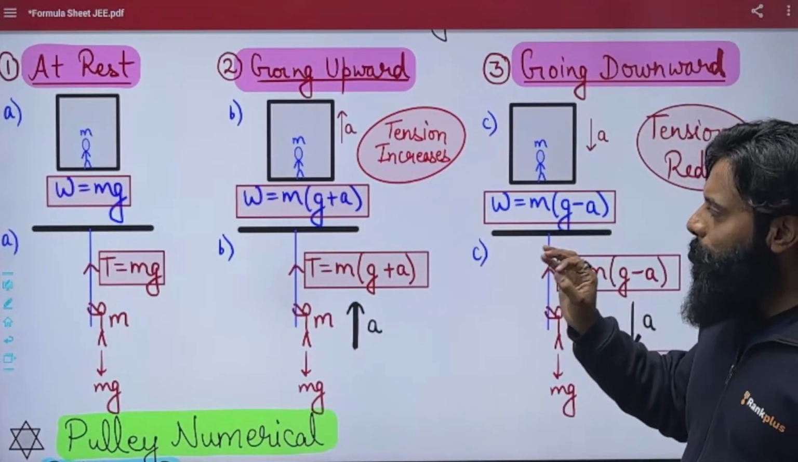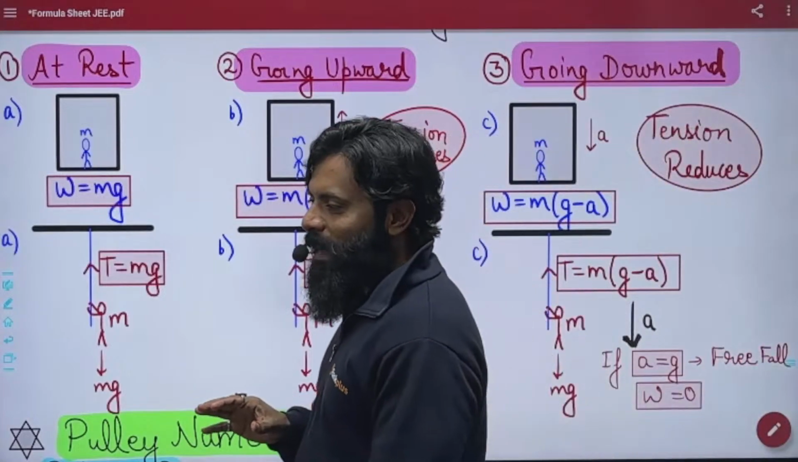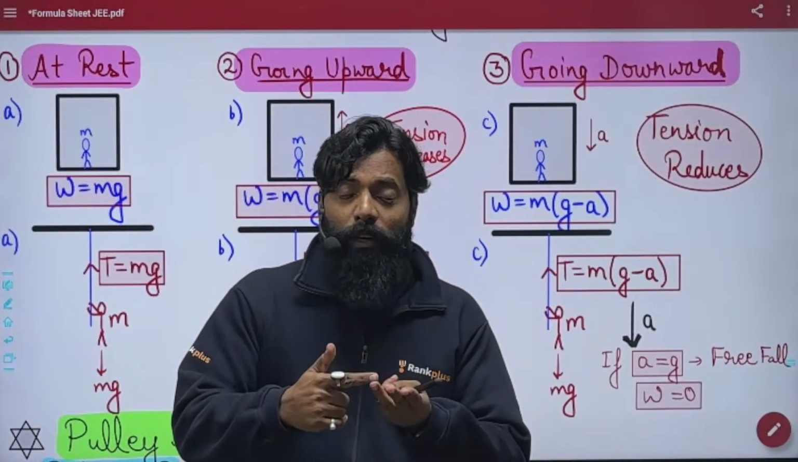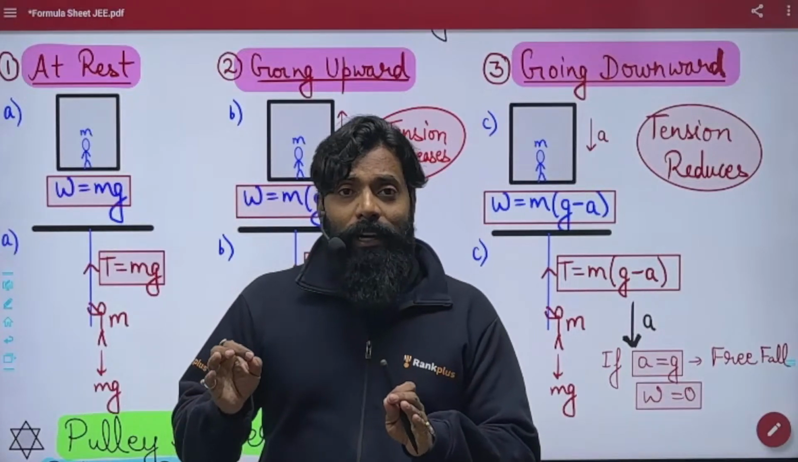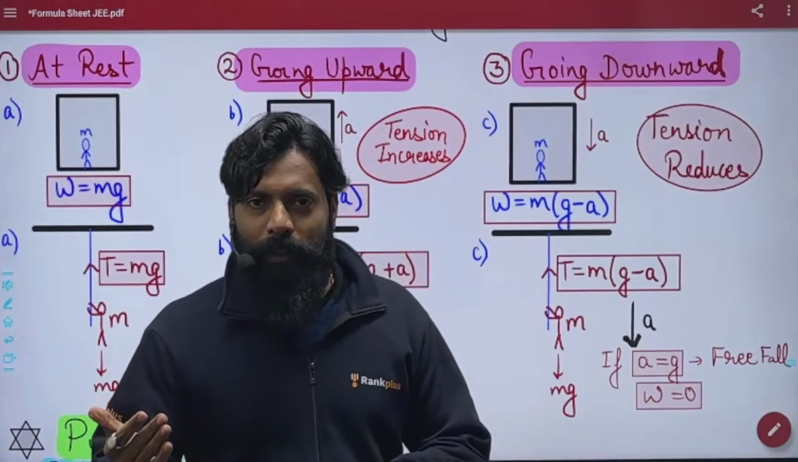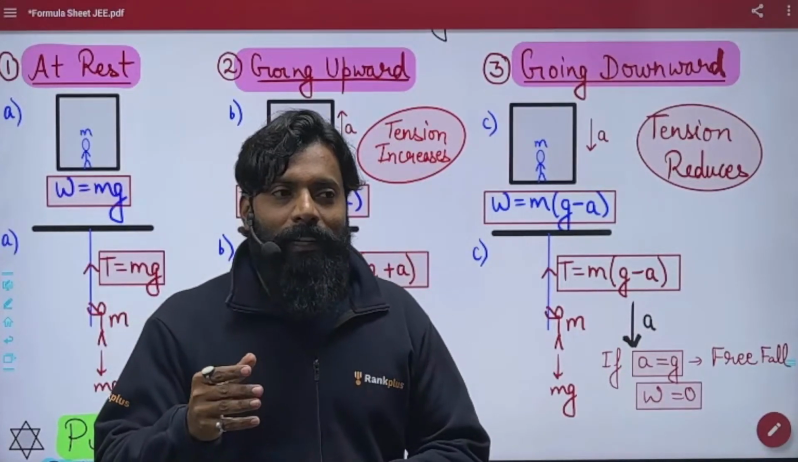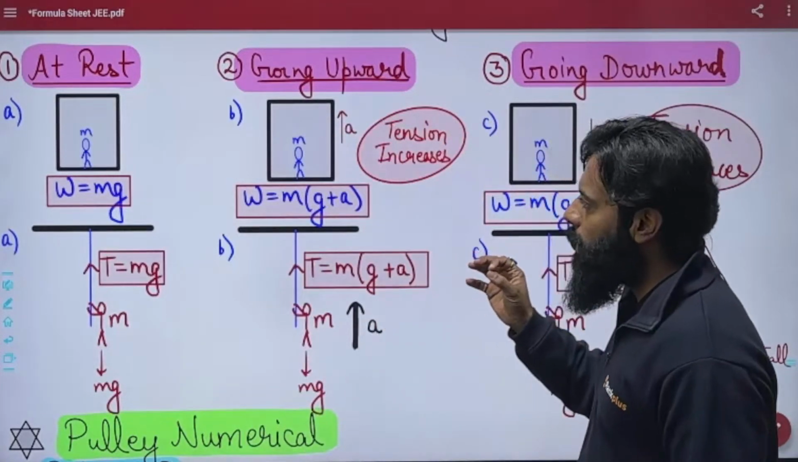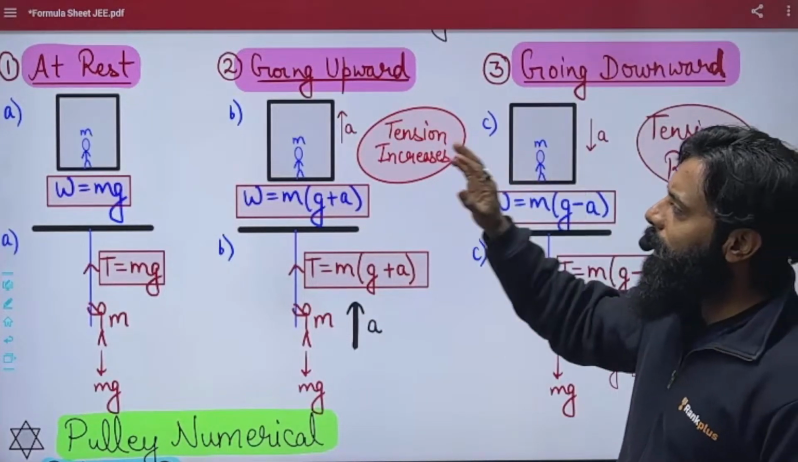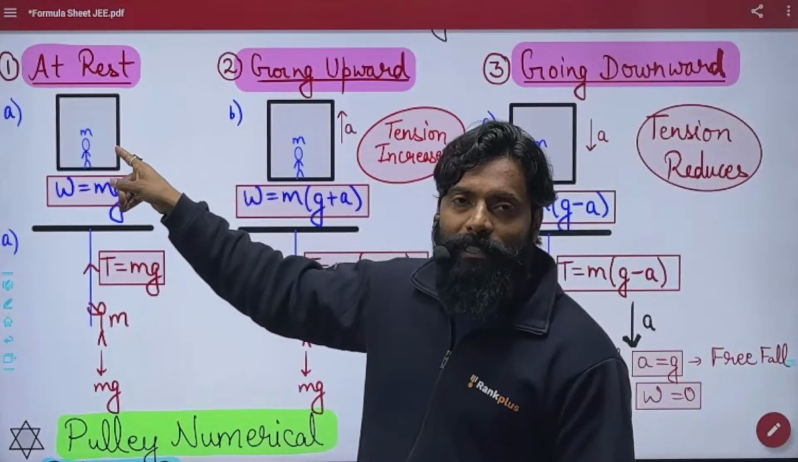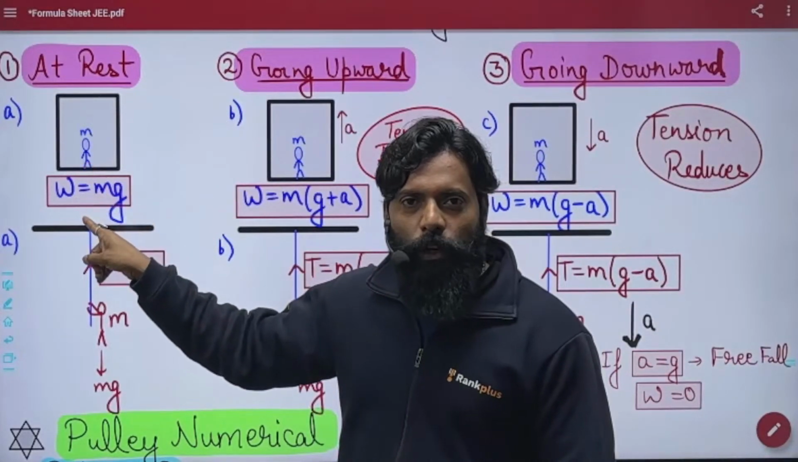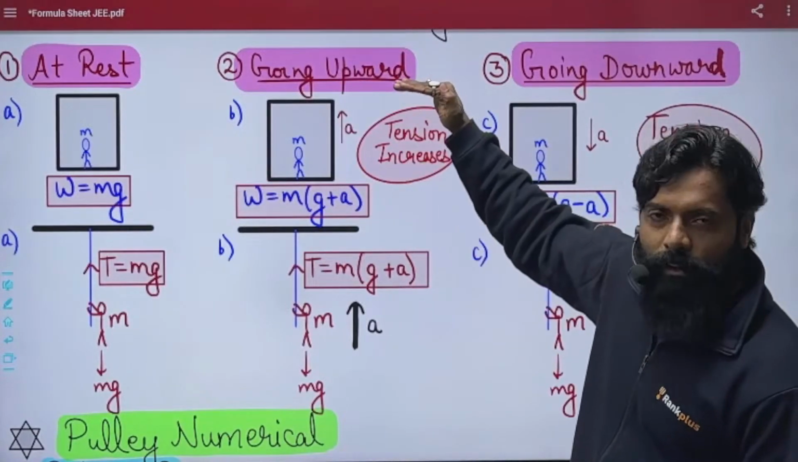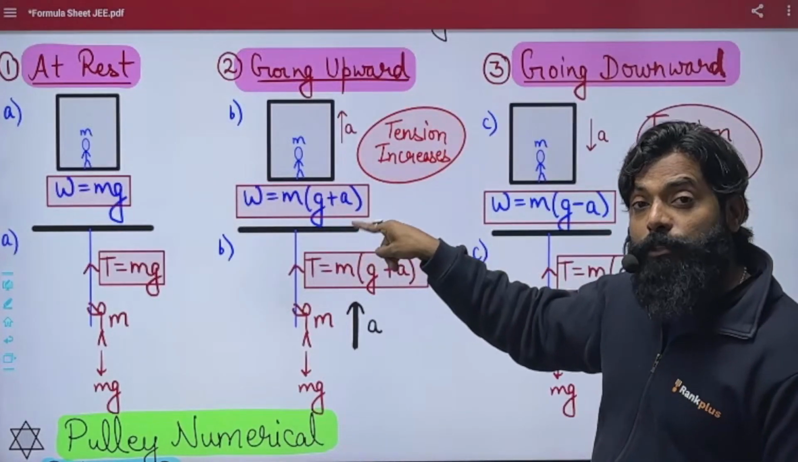So, the first pattern which I want to tell you, I'm not discussing the laws. I'm not discussing what is the first law, what is the second law, what is the third law. I know that you know those laws, right? But the problem is how you are going to apply those laws in real numericals. So here I'm saying that if the person is at rest, the weight of the person is mg. If the person is going upward, the weight is m(g plus a).